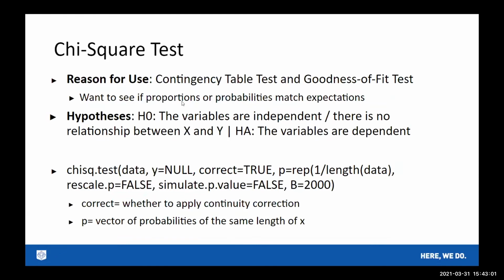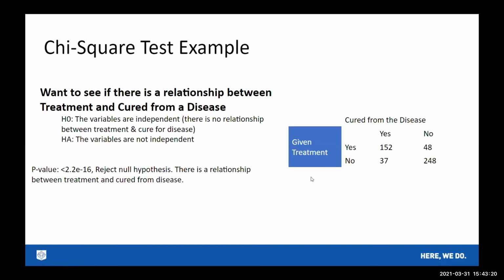So we would use a chi-squared test for our contingency table if we wanted to see whether the proportions or probabilities match expectations. Here is the formula. It's chisq.test. The p is our vector of probabilities if it's not equal to the default. Here's our example. For the chi-square test, we have our contingency table on the right-hand side here, and we want to see whether or not there's a relationship between being given treatment and being cured from the disease.